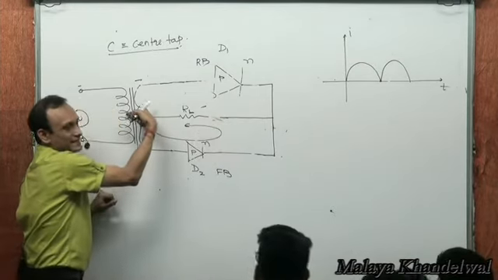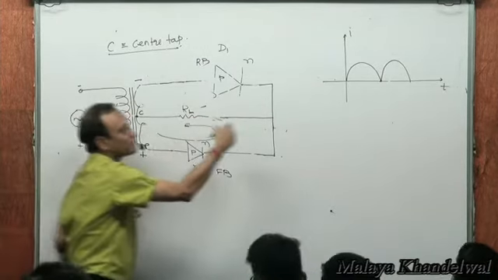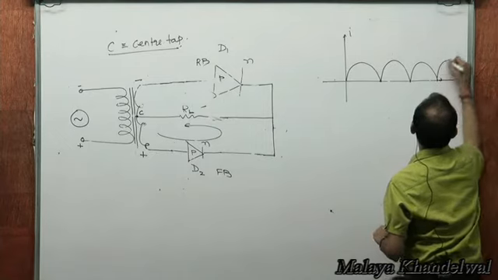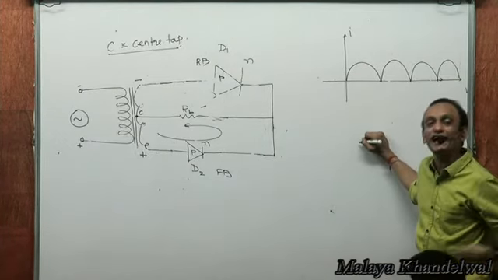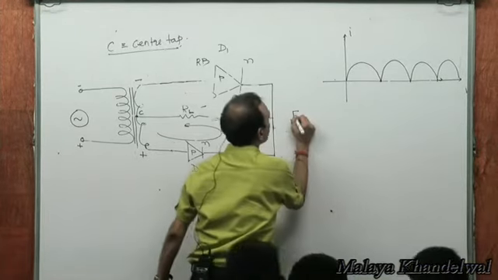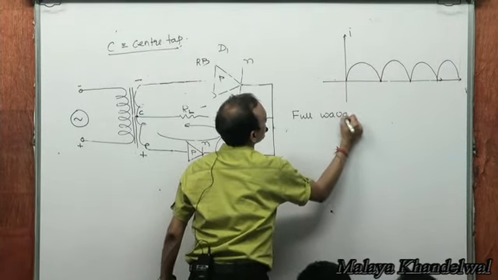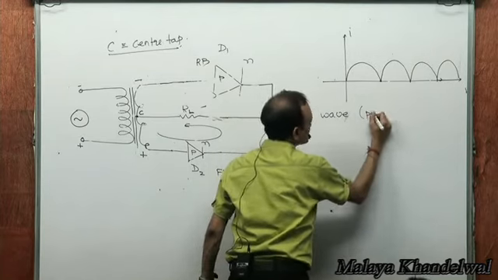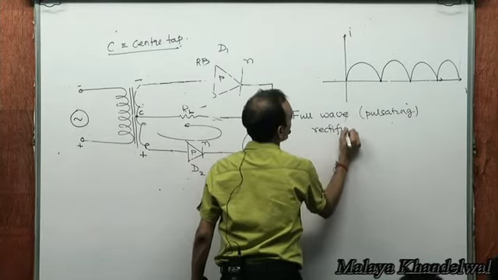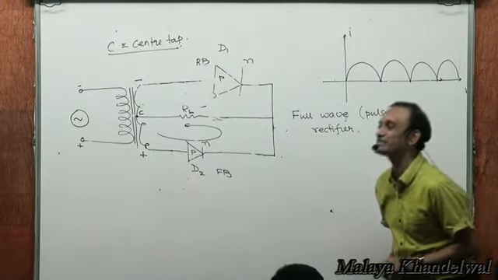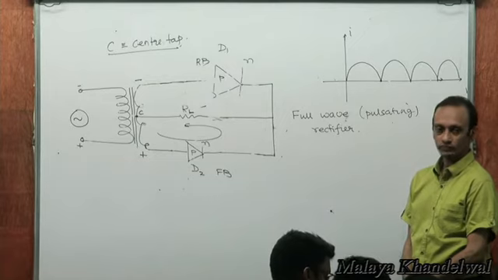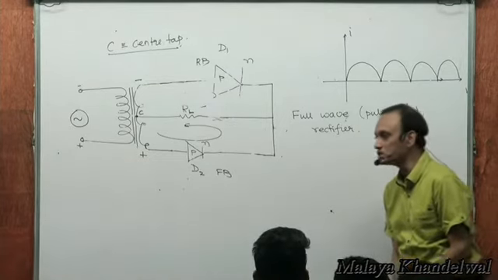But across the resistance there is in both cases flow of current only in the same direction. So this would be my output in the second cycle, this would be my output in the third cycle, and so on and so forth. So the entire wave has been rectified with the help of two diodes. That's a full wave rectification. Full wave, obviously pulsating. It's still pulsating, it's still not a DC. Right? It's not a DC.